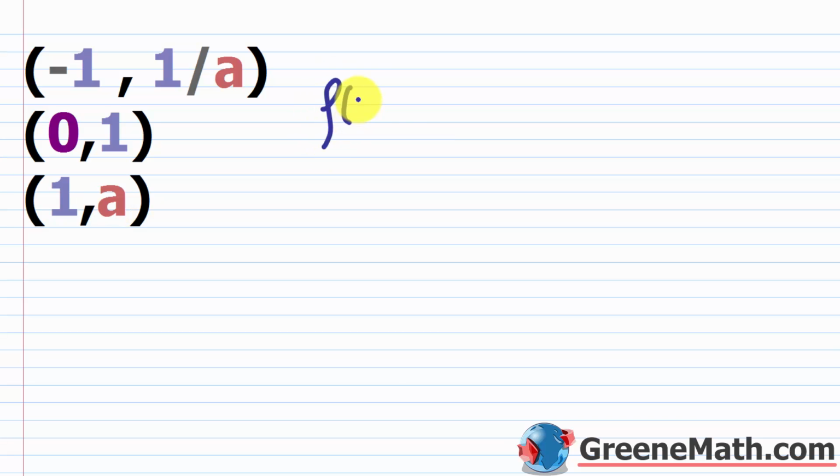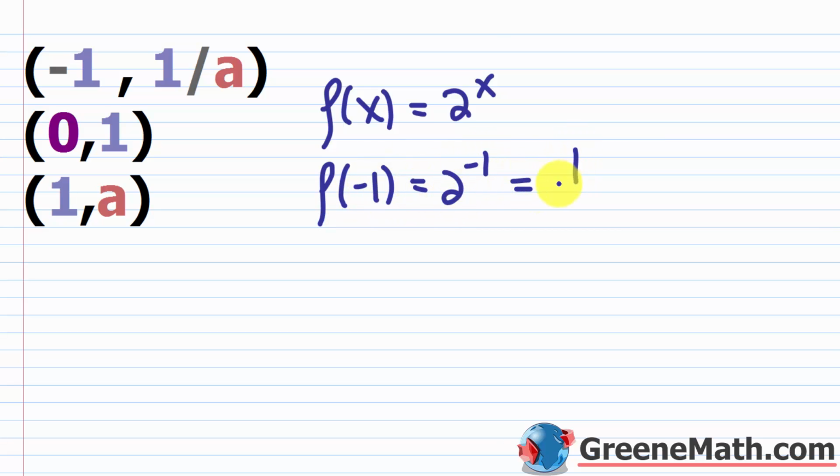Let's say you had something like f of x is equal to, let's just use 2 to the power of x, a very common example. If I plugged in a negative 1 for x, f of negative 1 would be 2 to the power of negative 1, which is 1 over 2 to the power of 1, which is just 1 over 2. This is always going to be true, again, as long as a is greater than 0 and not equal to 1.